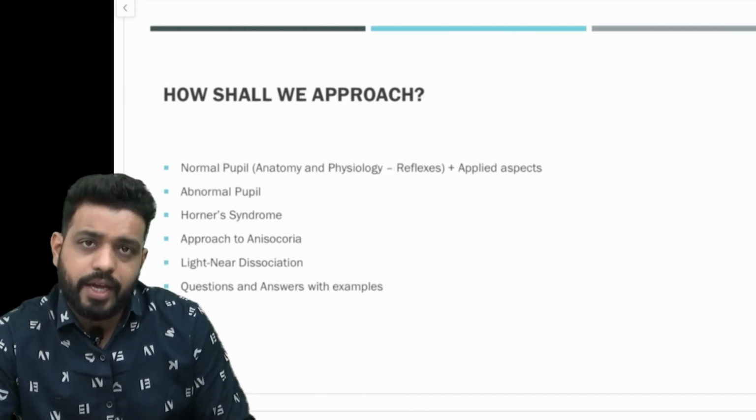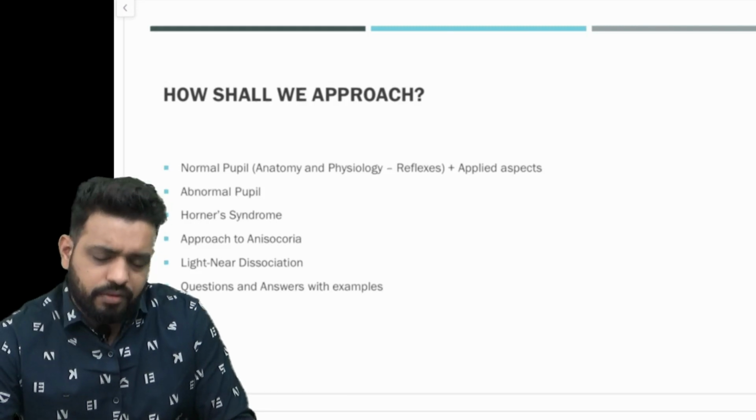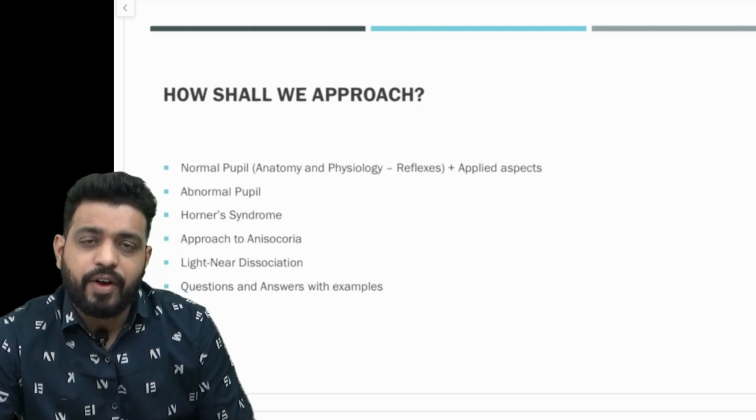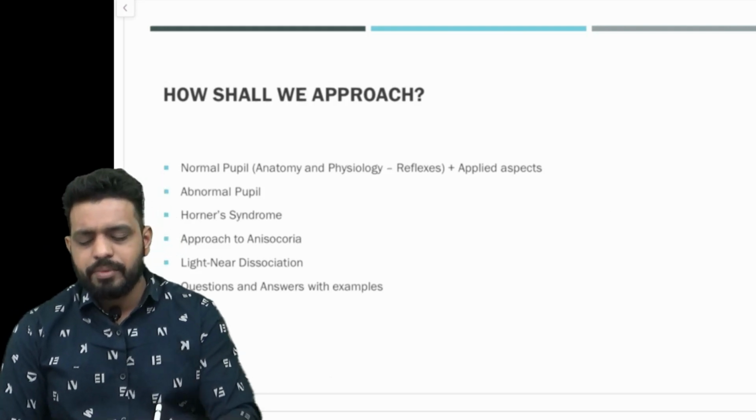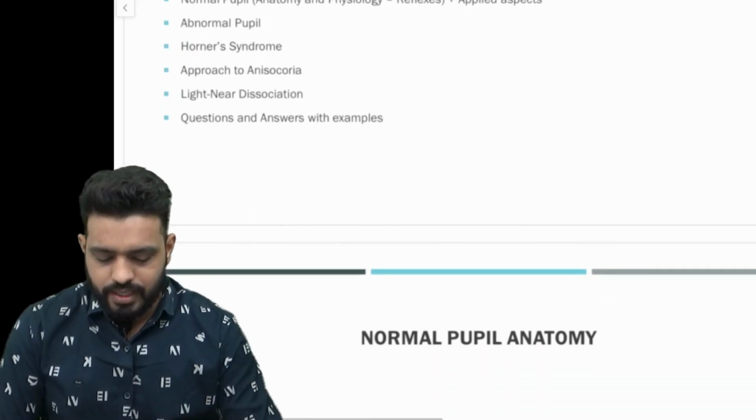Then we'll study anisocoria and light near dissociation, which will be covered along with the earlier points that I have told you. And finally, question and answers. Now these will be covered along with every subheading which I have told you. Okay, so now let's begin.